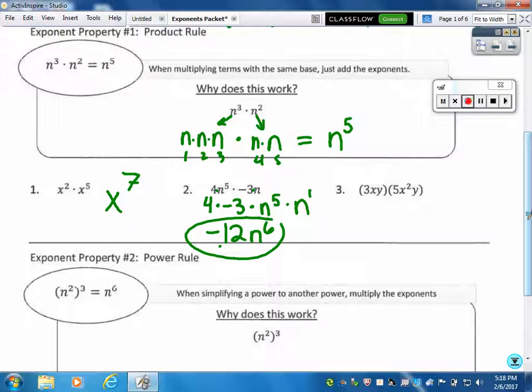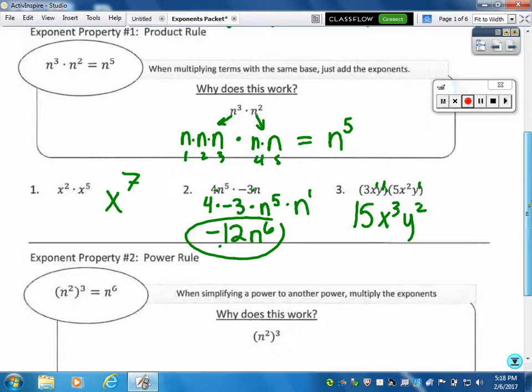Now this third example is similar to what we've done before. I've just written multiplication a different way. I've used the parentheses around each of these terms, but really we know there's multiplication in between. So regular old numbers, 3 times 5, that's 15. I have 1x here, 2 of them there, so I have 3 of them. I have 1y here, 1 of them here, so altogether I have 2 of them.